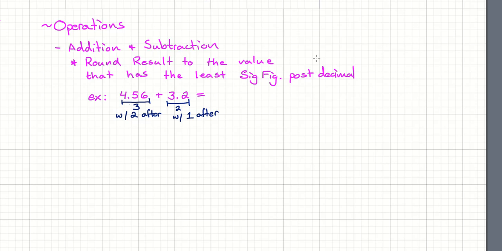Now, looking at this, as we go through this, I don't mind if we take this step. Let's say for whatever reason, this was on an actual test you're taking. What's 4 plus 3? What's 56 plus 20? Or 0.56 plus 0.2?